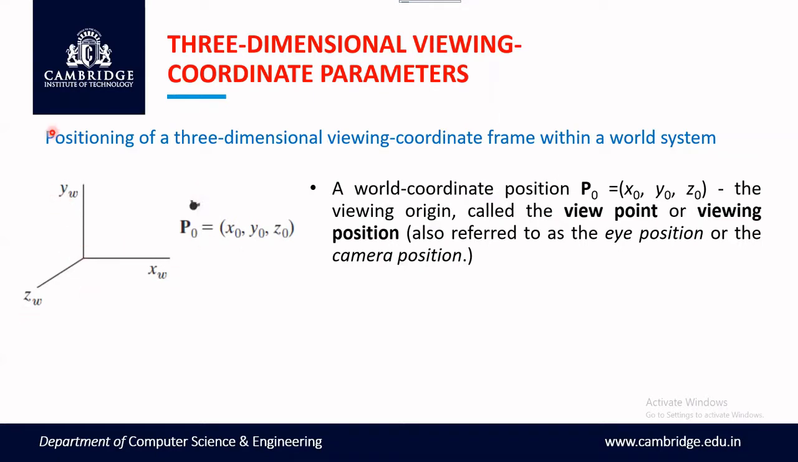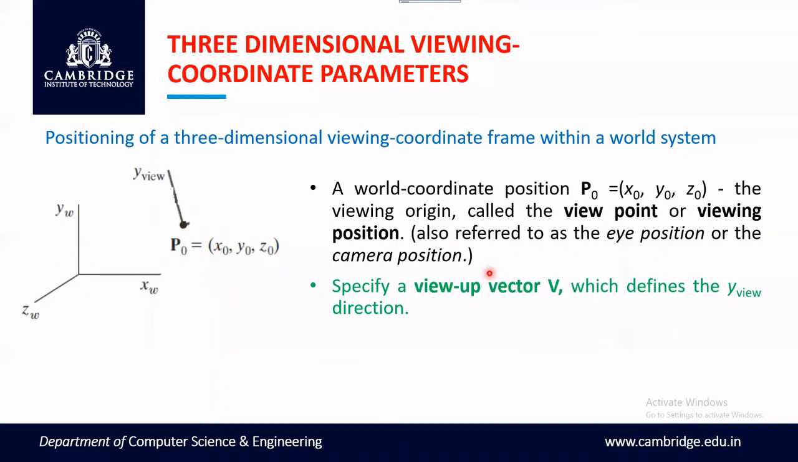First, we define a reference point, P0, in the world coordinate system. Your XW, YW, ZW is defining the world coordinate system. We define this point P0 with coordinates X0, Y0, Z0. This point is the viewpoint or the viewing position. That is the place where we are placing the camera, or the place from where we are viewing the object. So it is also called the eye position, or the camera position.